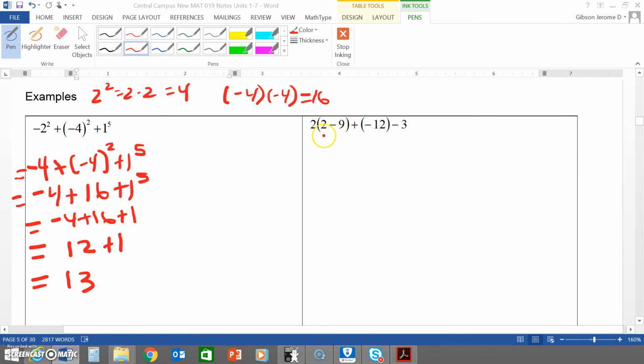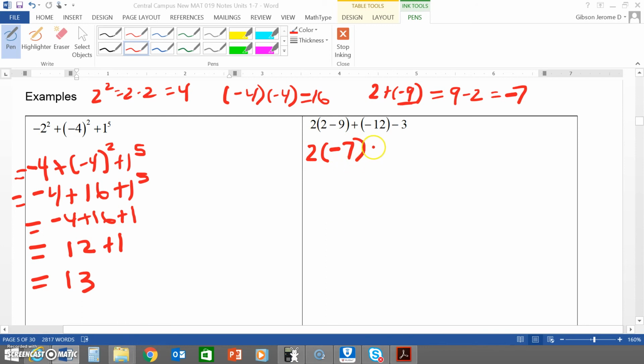Now we come here. We have 2 times the parenthesis 2 minus 9 plus a -12 in parentheses minus 3. So when we have multiple parentheses, we do the first parenthesis that comes first from left to right. So we would do 2 minus 9. We know that's the same as 2 plus a -9, which is the same thing as saying, in our brain, 9 minus 2, which is 7. But since this 9 is a larger number and is negative, it'll be -7.